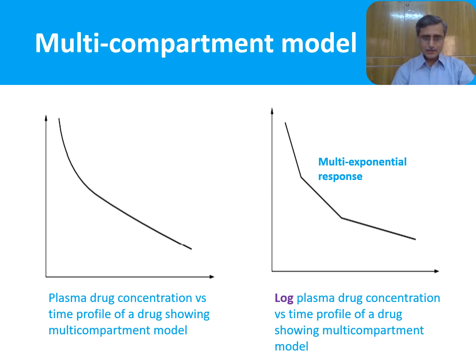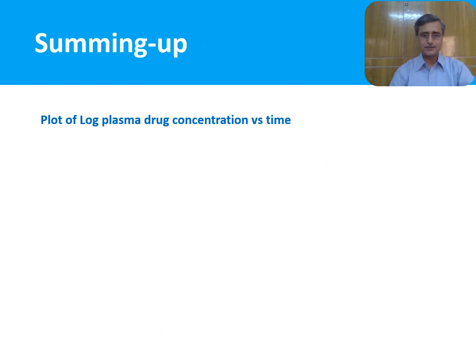Now the same plasma drug concentration, when plotted on the log scale, gives the log plasma drug concentration versus time profile of the drug showing a multi-compartment model. In this case, you see there are three components: one, two, three. That means the drug kinetics could be explained on the basis of a three-compartment model, or you can call it a multi-compartment model, a multi-exponential response.